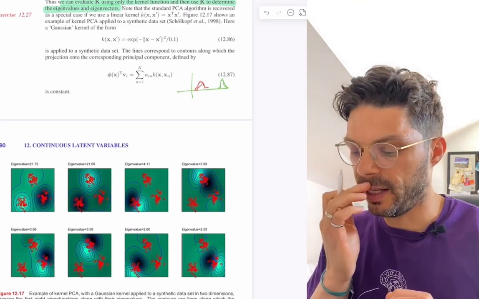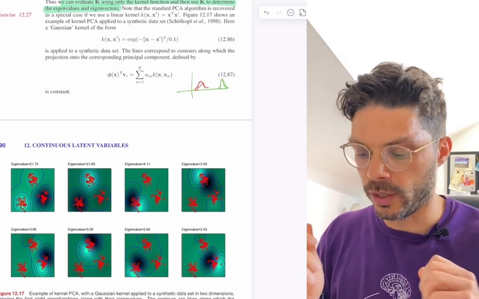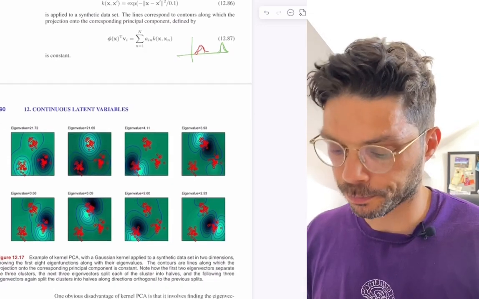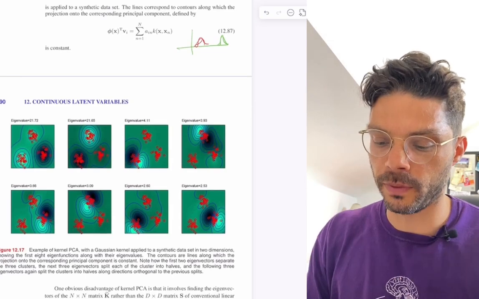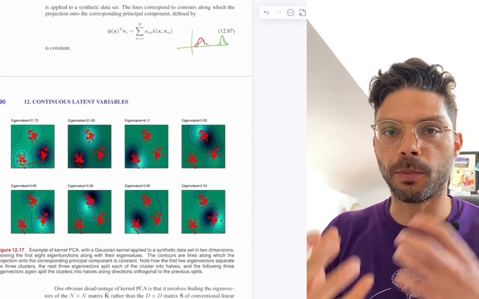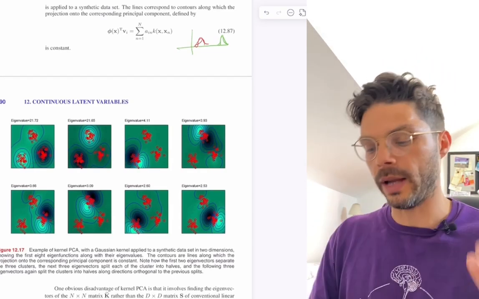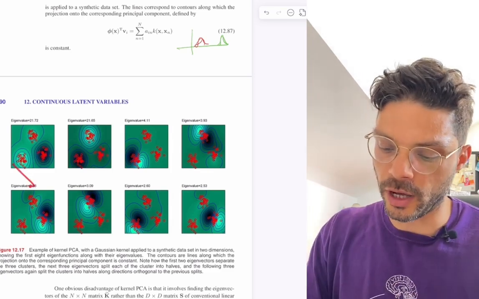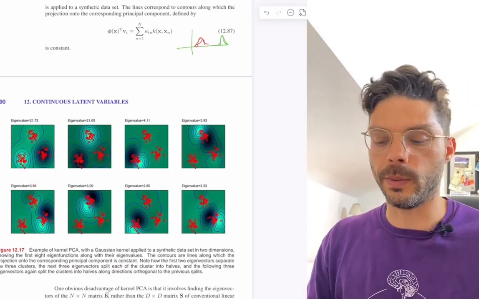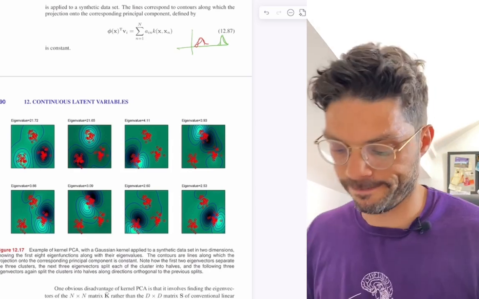Let's just look at what kernel PCA does on it, and how it seems to group the various clusters here in a more natural way than just a projection onto these components, which would essentially amount to a rotation of the space.